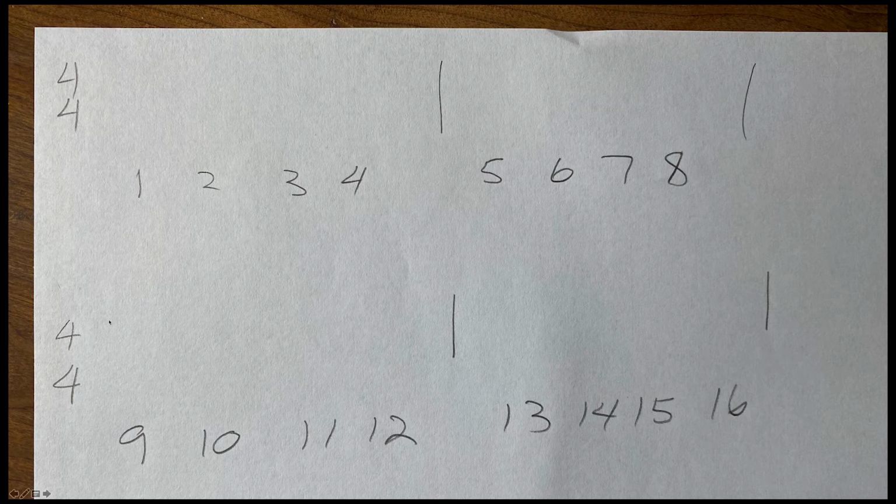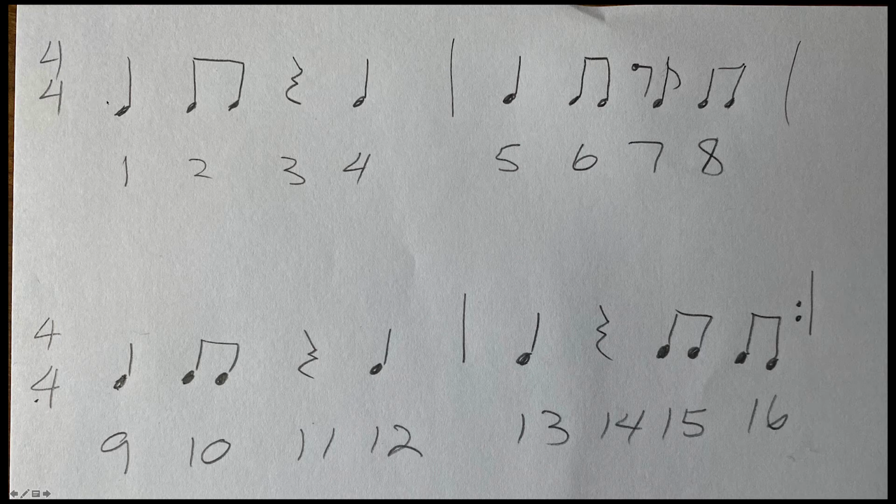Now I had to go longer because my rhythm was longer, so I went down to 16. There's the bar lines here, and then the time signature. So I created space, and then I wrote my rhythm down. Now I had already figured out my rhythm. I could do it over and over.